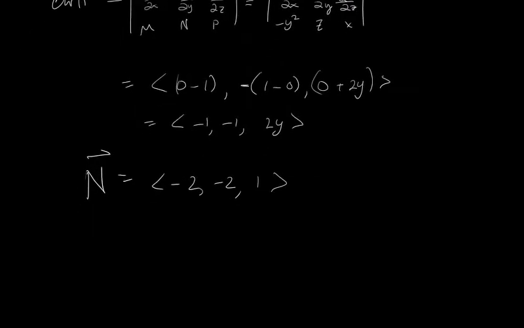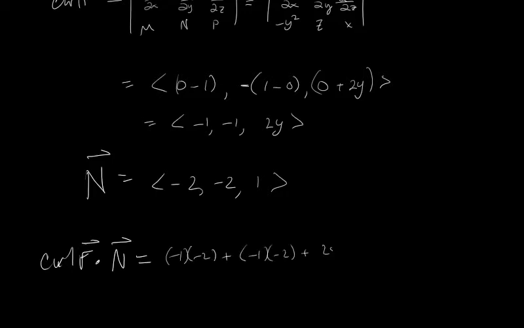Okay, so now we dot these together. So the curl of F dotted with n is going to be negative 1 times negative 2 plus negative 1 times negative 2 plus 2y times 1. So that's equal to 2 plus 2 is 4 plus 2y. But I just realized I made a mistake. Did anyone catch my mistake? It's right here.